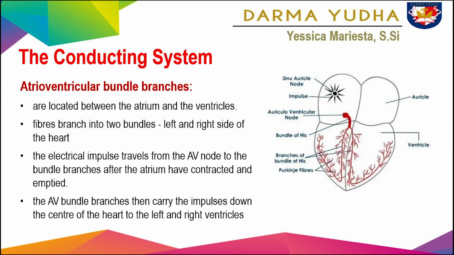The atrioventricular bundle branches are located between the atria and the ventricles. The fiber branches into two bundles, left and right side of the heart. The electrical impulse travels from the AV node to the bundle branches after the atria have contracted and emptied. The AV bundle branches then carry the impulses down the center of the heart to the left and right ventricles.